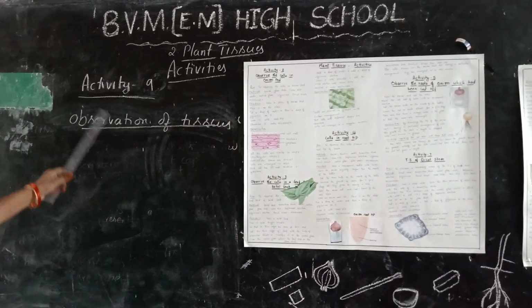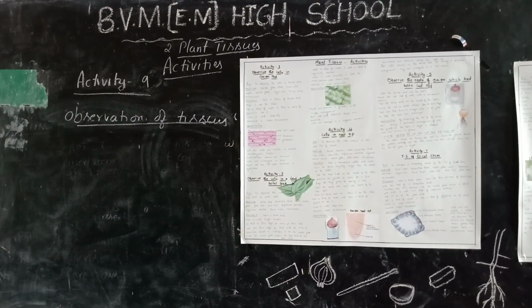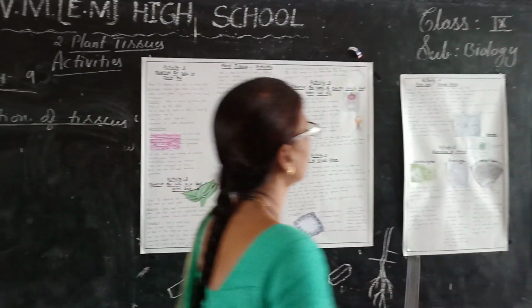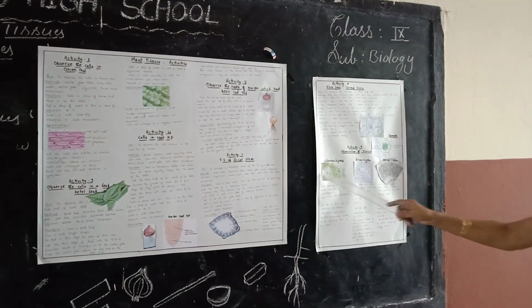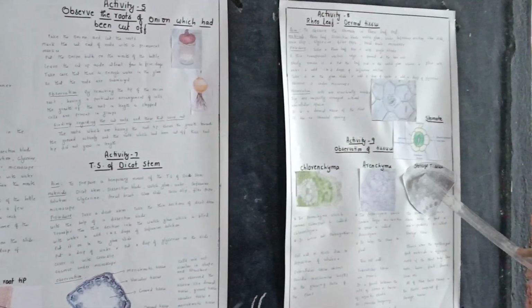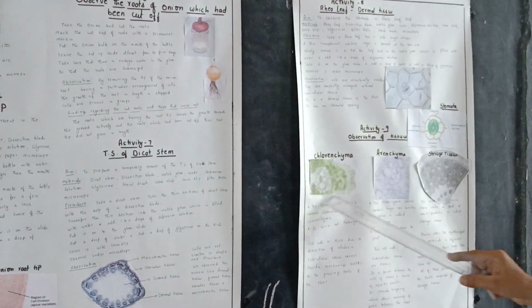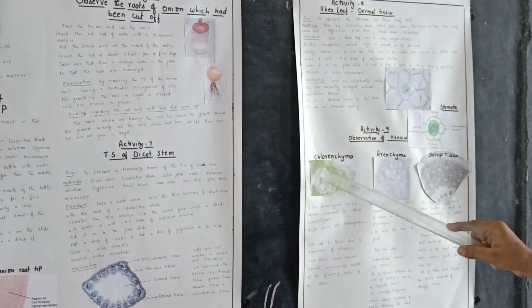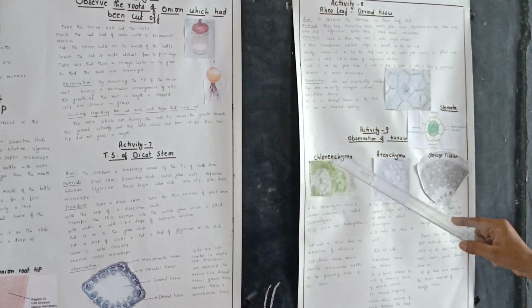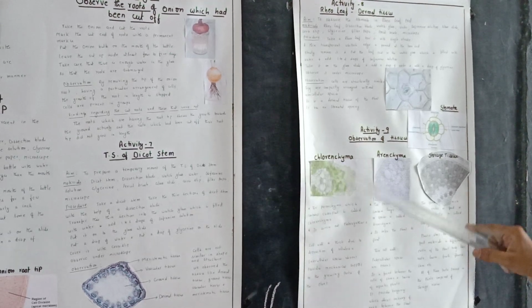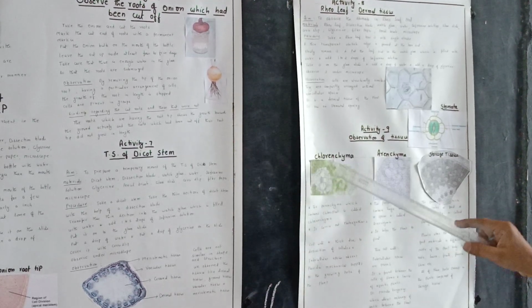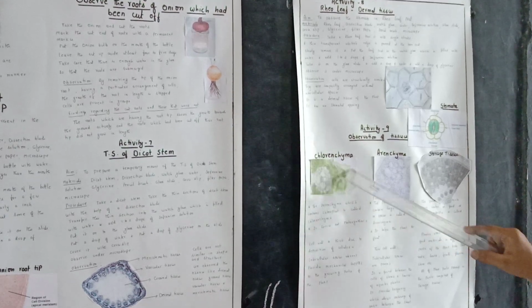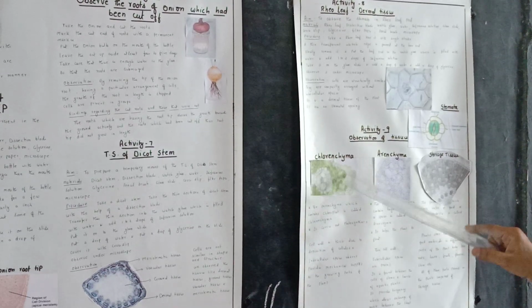Let us see another activity, observation of tissues. These are the tissues: chlorenchyma, aerenchyma, collenchyma, parenchyma and storage tissue. The parenchyma, which contains chloroplast, is called a chlorenchyma, and it carries out photosynthesis, and cell wall is thick due to deposition of cellulose. Intercellular spaces are absent. It provides mechanical support to the growing parts of the plant.